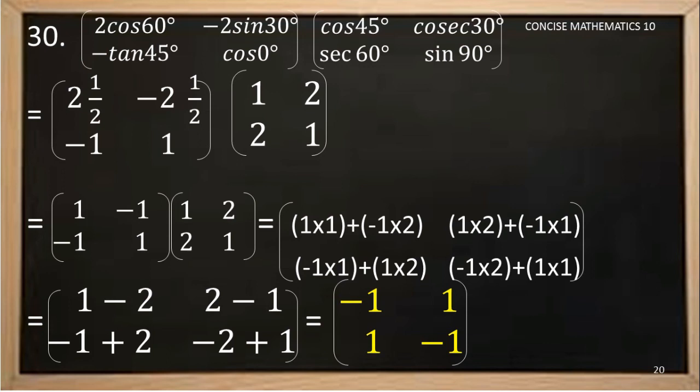Try to simplify. The first matrix, if it is 2 into 1 by 2, it results as 1. Minus 2 into 1 by 2, it results as minus 1. Hence, both the matrices are of the order 2 by 2. Multiply the corresponding elements, apply the same rule, and hence find out the result. The result is minus 1, 1, 1 and minus 1.